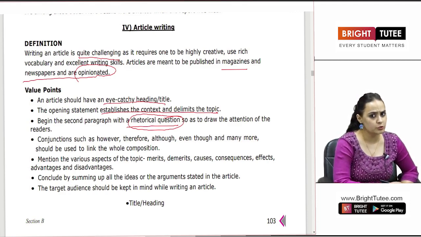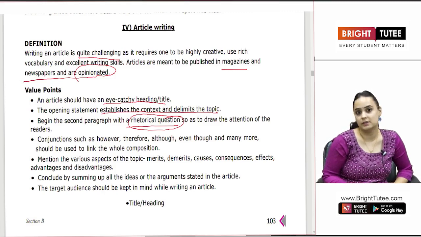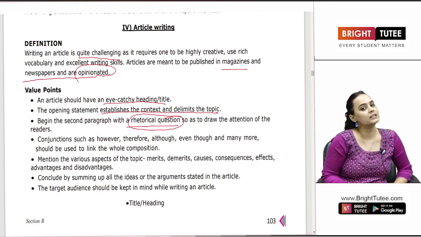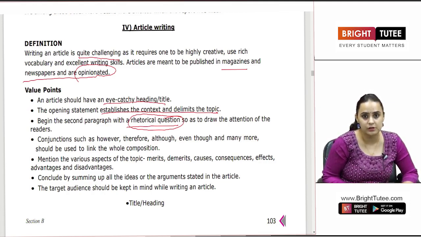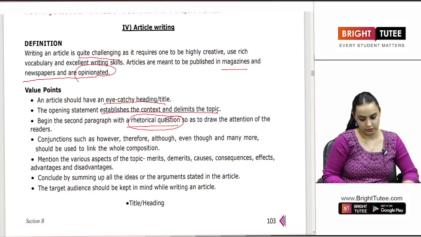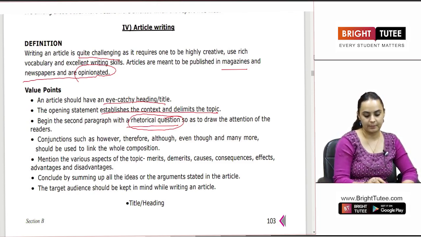Similarly, are we going to leave a healthy planet for our successors, for our future generation? Again, this is a rhetorical question because we do not have an answer to this. So, such questions to which we have no answers are known as rhetorical questions. So, it is always advisable to begin your second paragraph with a rhetorical question so that the reader, the one who is reading the article, is drawn towards it.